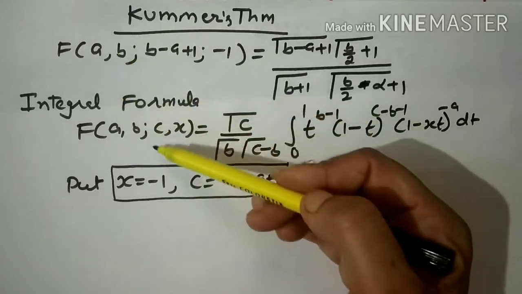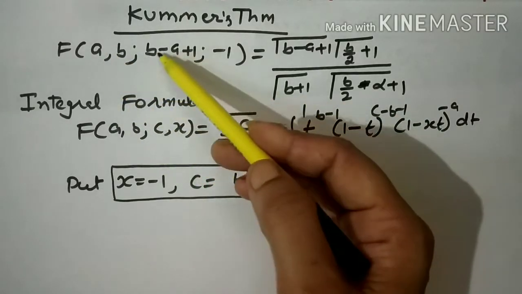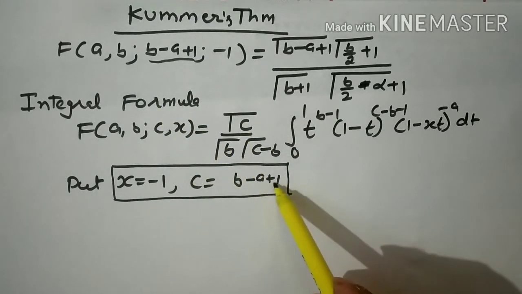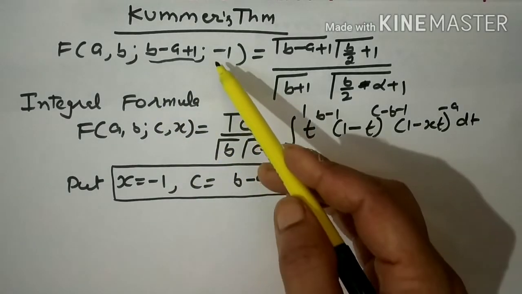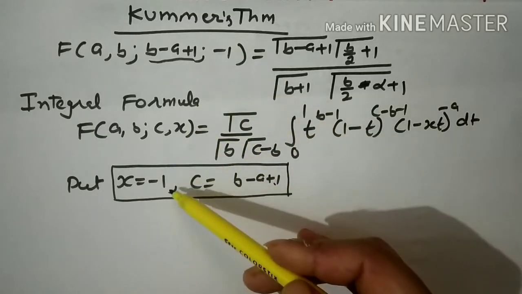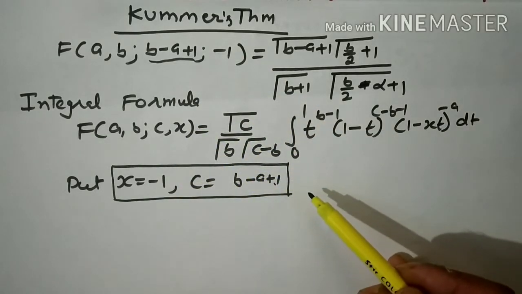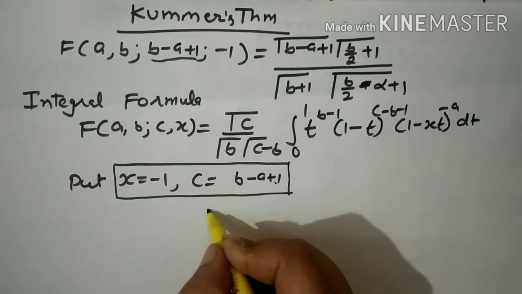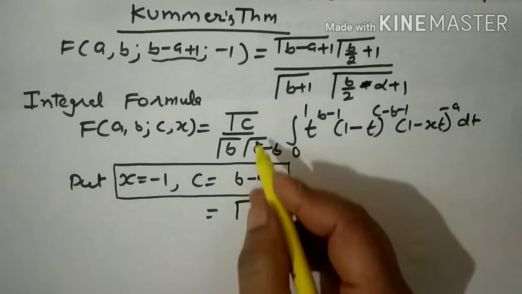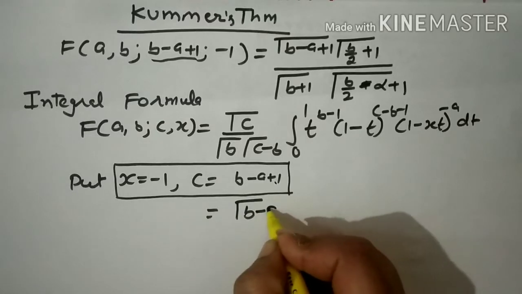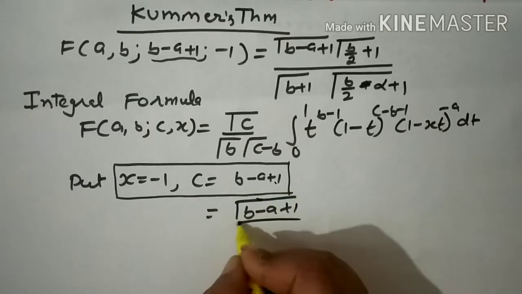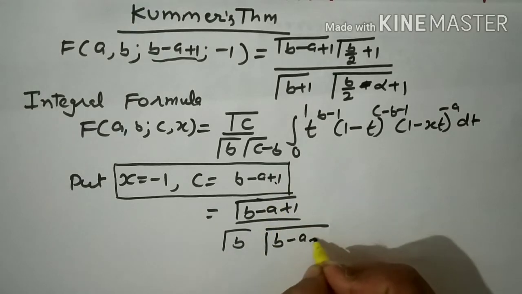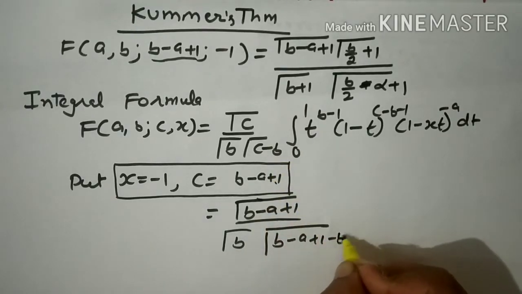So a is a, b is b, but in place of c we have b minus a plus 1. So we will put c is equal to b minus a plus 1. And in place of x we have minus 1. So these are the two transformations that we will remember and put in our function. So what will this be? In place of c we are going to put b minus a plus 1. b is same, and again here in place of c, b minus a plus 1 minus b.